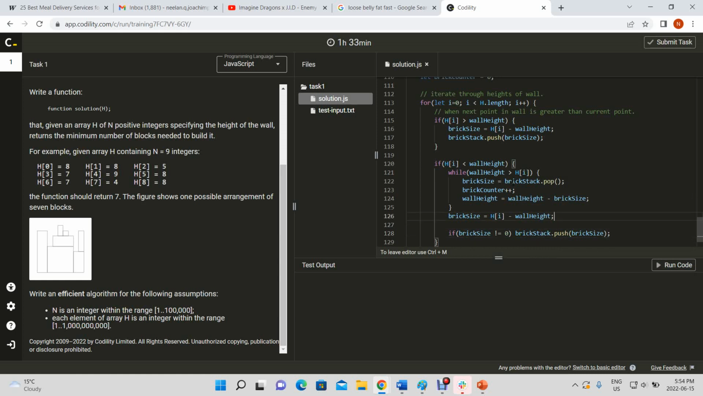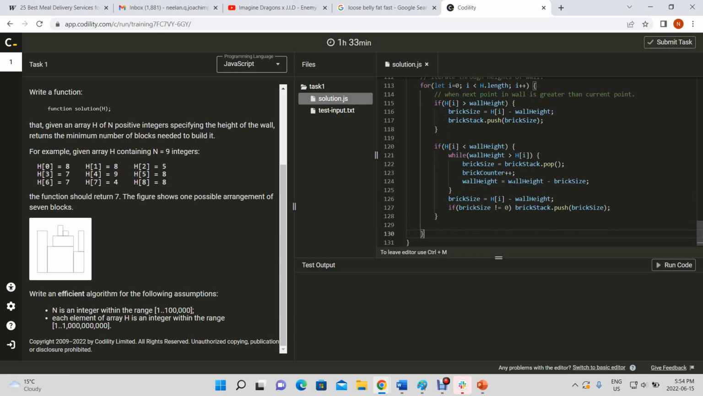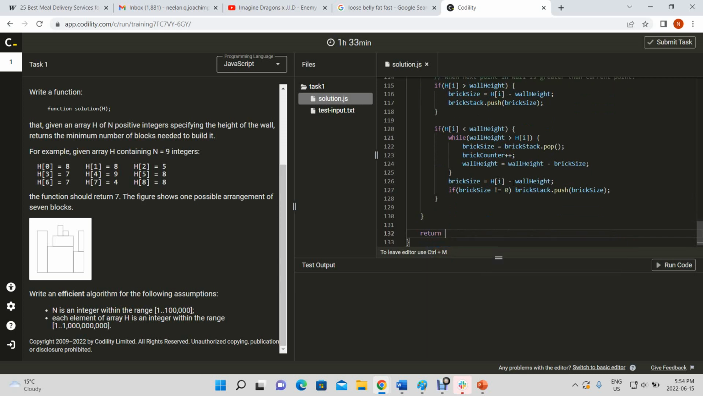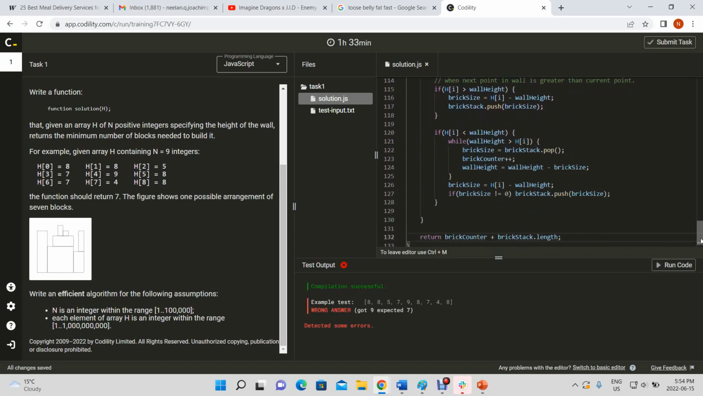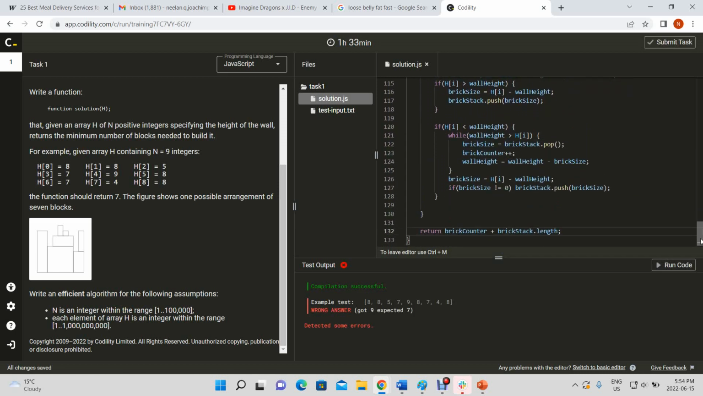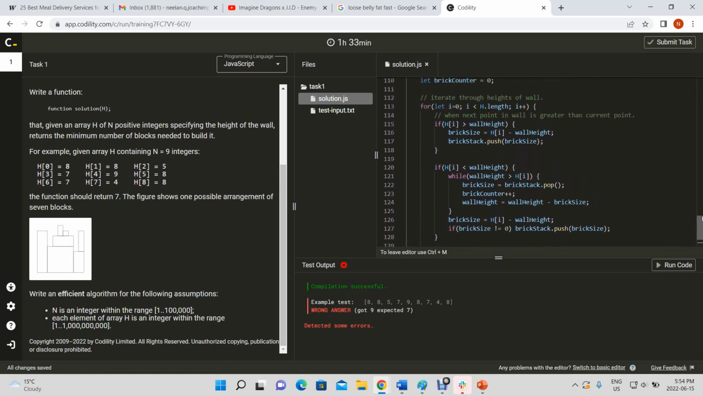And all right, is there anything else? So at the end of the day, we would return brick counter plus brick stack dot length. Okay, let's see if we got everything. Are there any edge cases? We got a 9. So the question is, why did we get a 9 instead of the number we were supposed to have, right?